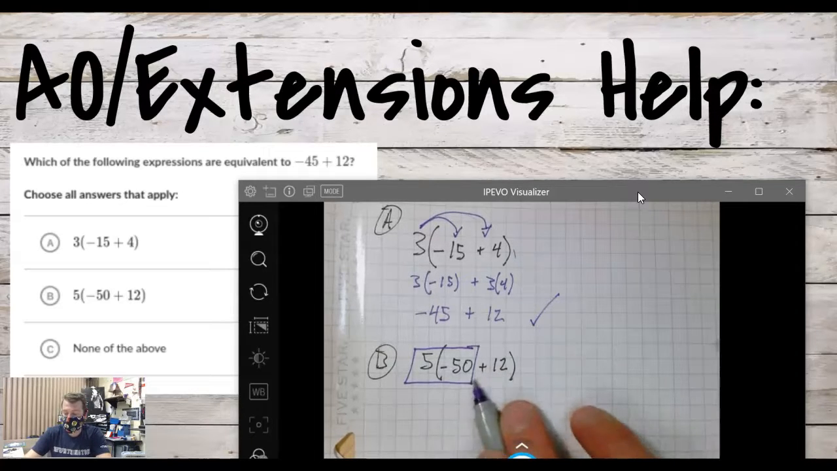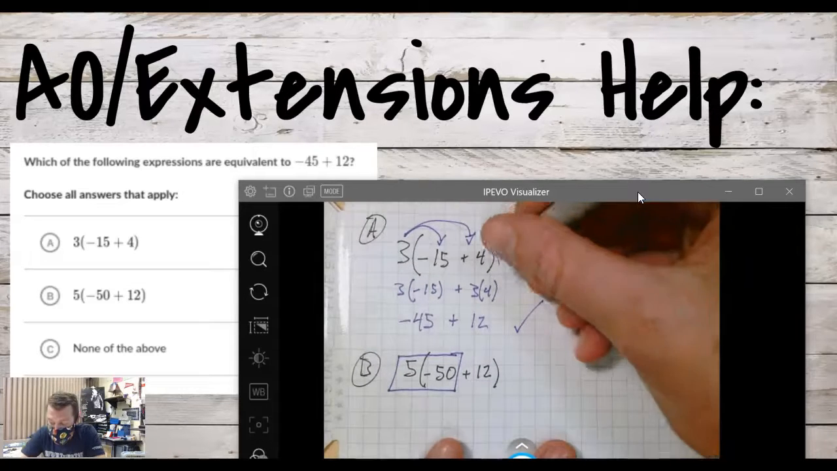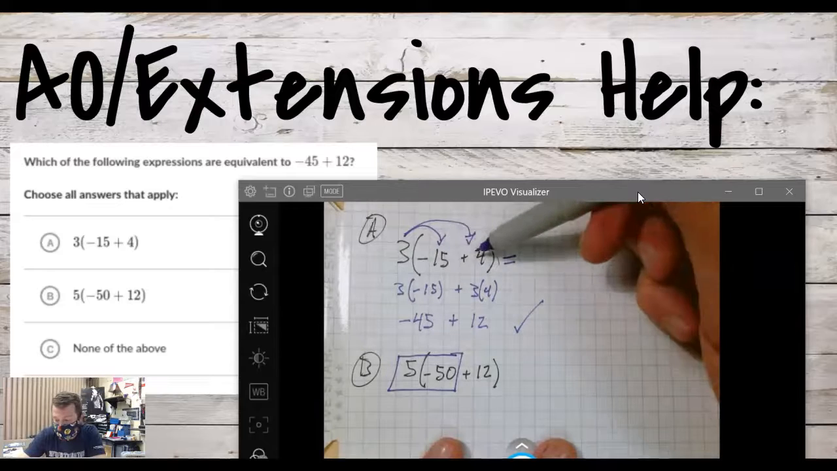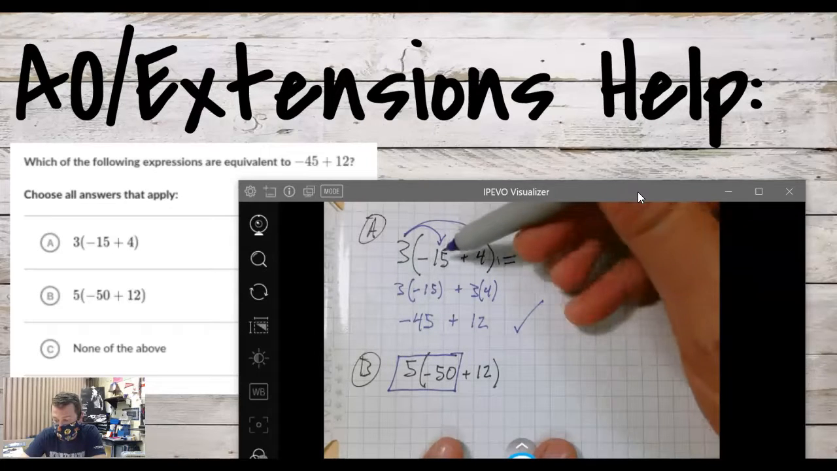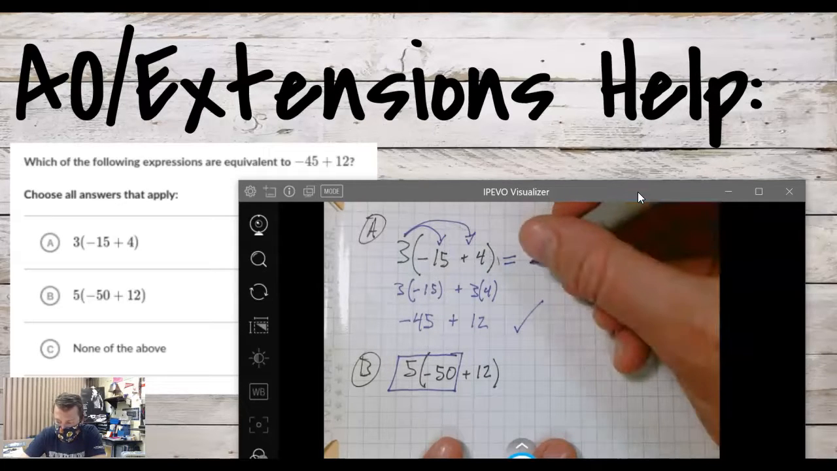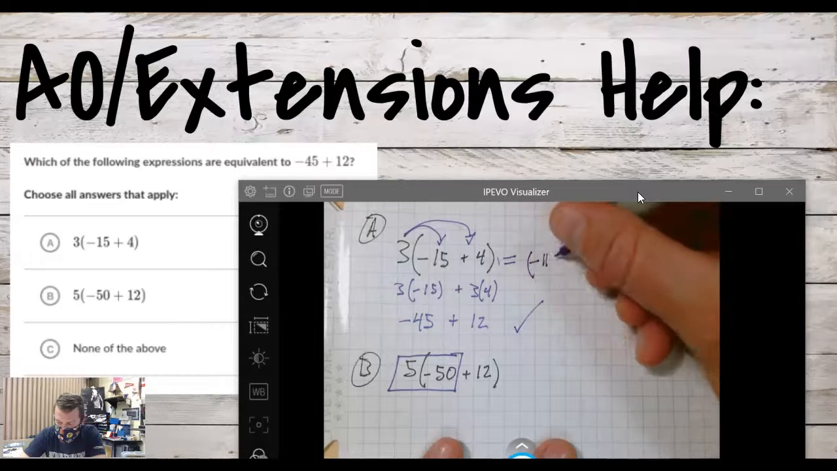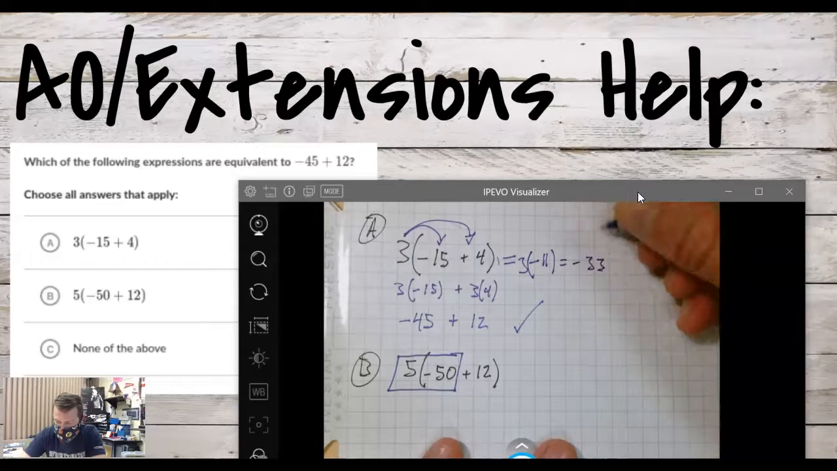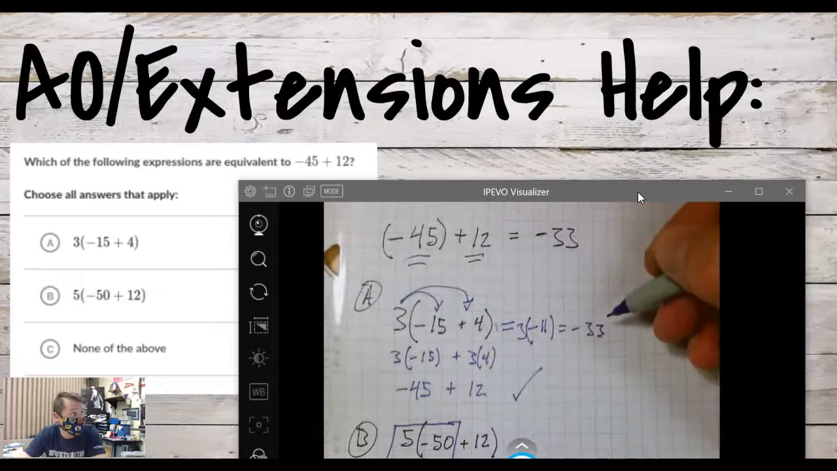Order of operations would tell us we need to do what's in the parentheses first, which if we come back up here and follow the order of operations, we could do what's in the parentheses: negative 15 plus 4 is negative 11. That times the 3 is negative 33. It gets the same answer that we just had up here.